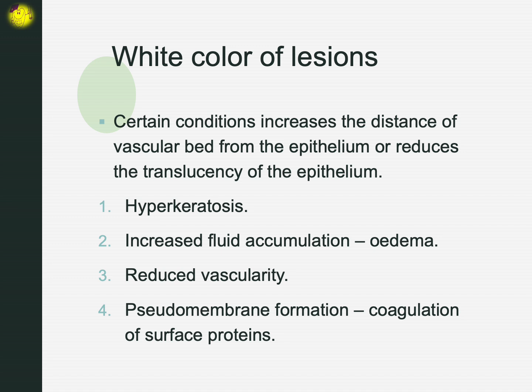We are going to talk about the white color of any oral lesion. It can happen because of 4 reasons. Number 1, hyperkeratosis, increased keratin deposition on the stratum corneum. Number 2 is increased fluid accumulation, which leads to edema or fluid buildup. Number 3 is reduced vascularity, when the blood supply to the tissue goes down. And finally, pseudomembranous formation, which causes a coagulation of surface proteins.